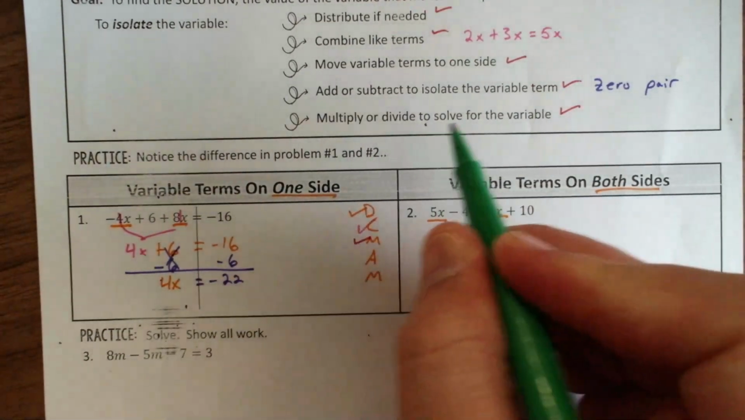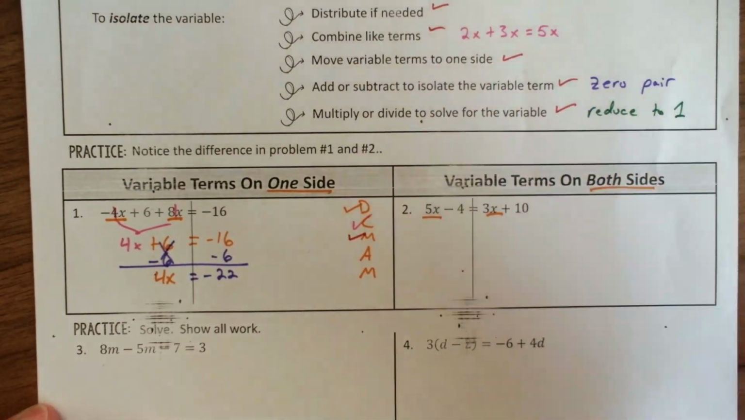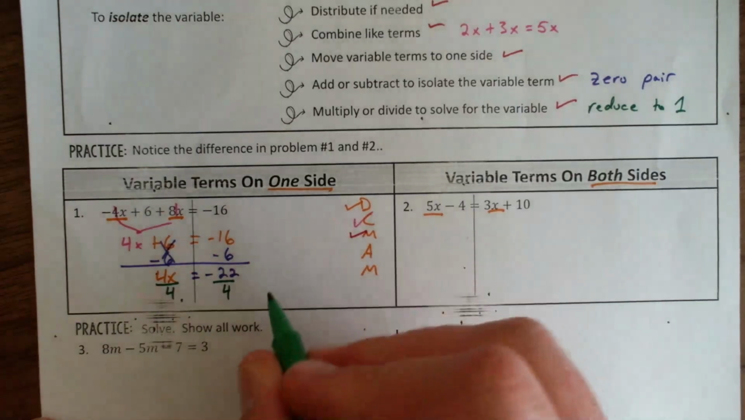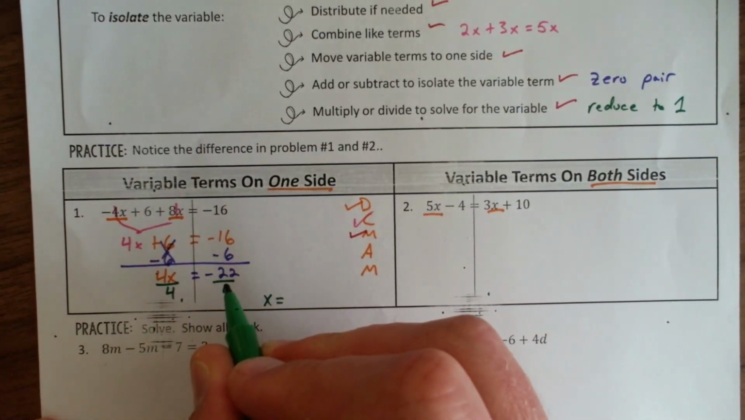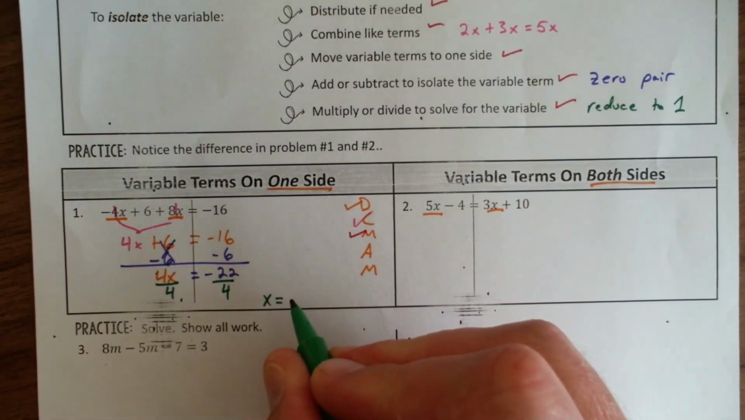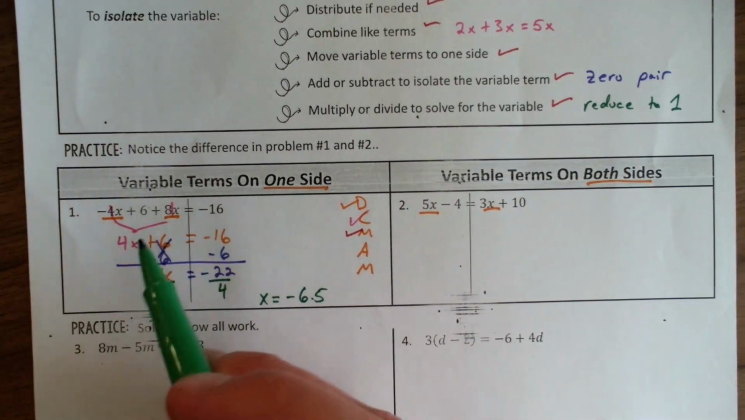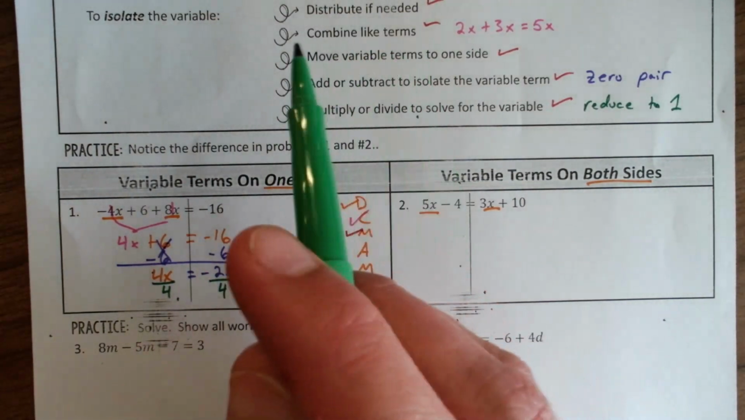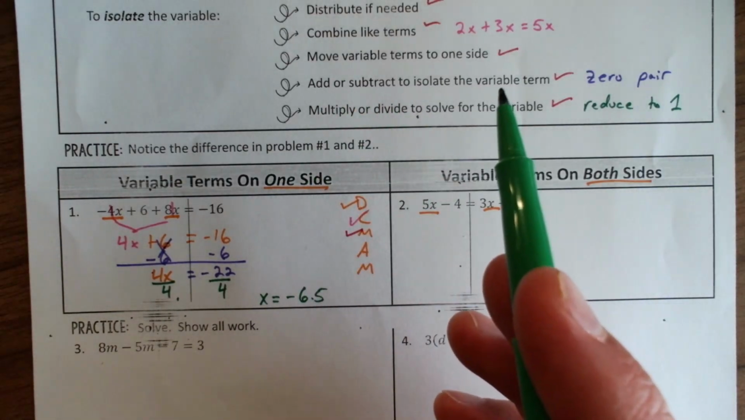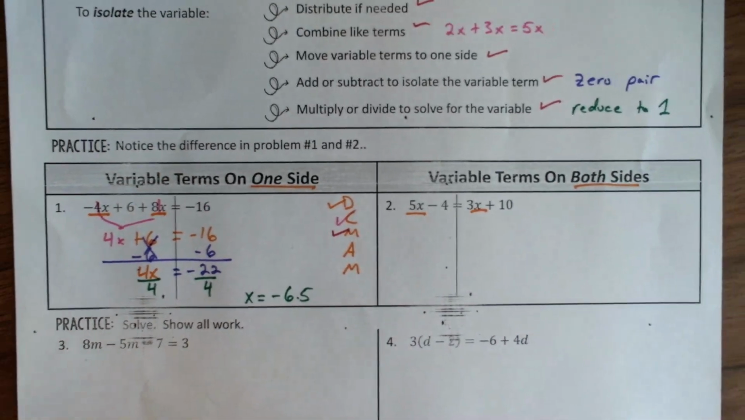My last step is to multiply or divide because I want to reduce to 1. So I divide by 4 on both sides. X equals negative 22 divided by 4. 22 divided by 4 is negative 6.5. So the big thing here is when I have variables on one side, I need to combine like terms. And then it becomes the same thing over here. We add and subtract to isolate the variable, we multiply and divide in order to reduce it to 1.